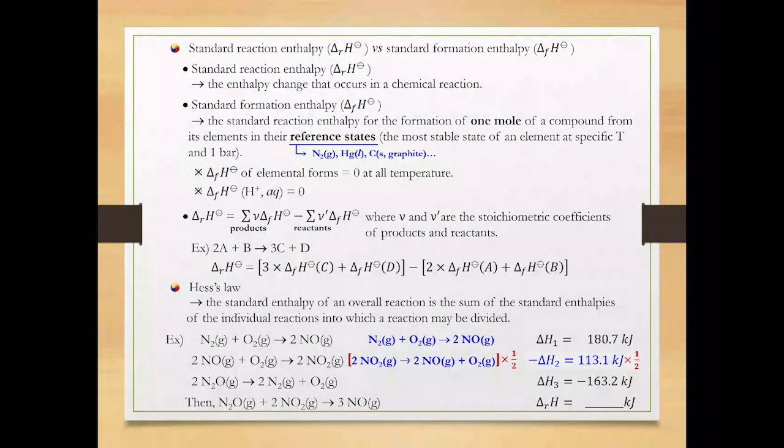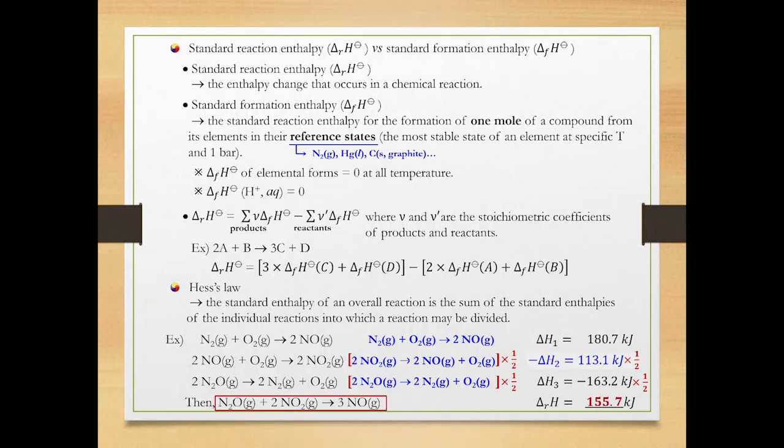Move to the third reaction. Multiply the third reaction and its reaction enthalpy by 1/2. Combine all three reactions and the three reaction enthalpies. This leads to the overall reaction and its reaction enthalpy.